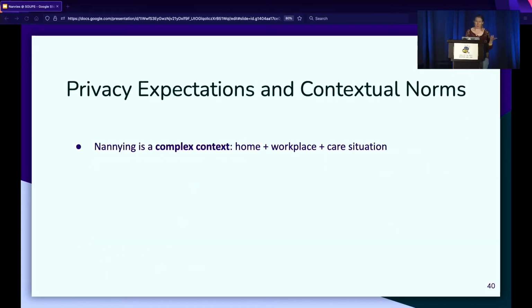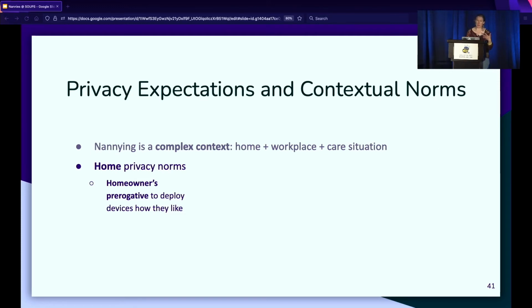Participants also described their privacy expectations and attitudes with reference to context-specific privacy norms. A nanny's workplace is also somebody's home, and care work specifically has a unique set of privacy considerations. So norms about data collection, including who gets to make decisions about it, can combine norms from those three contexts. Regarding home privacy norms, some participants viewed it as the homeowner's prerogative to install devices, for example, to protect the safety of the home and to configure it how they like. They didn't expect to have control of data collection in someone else's home.